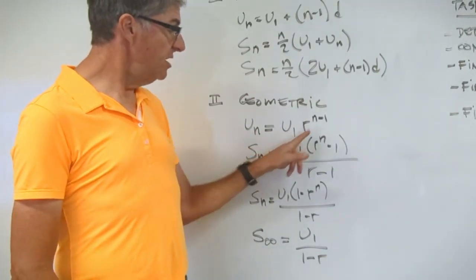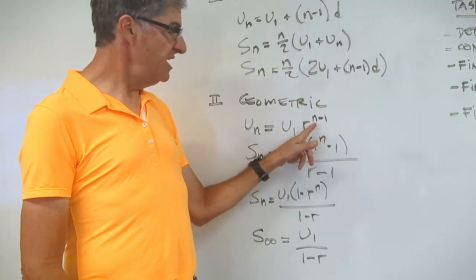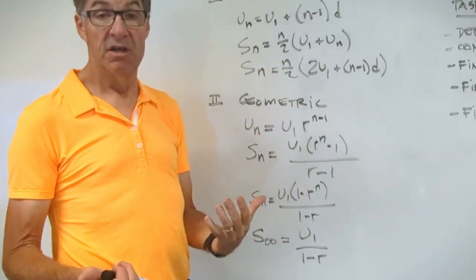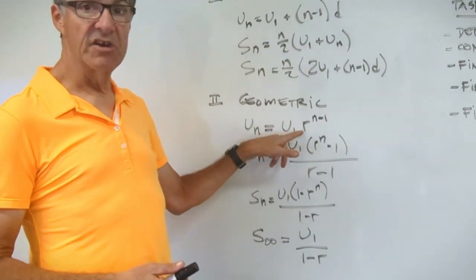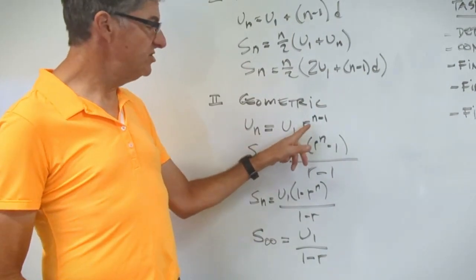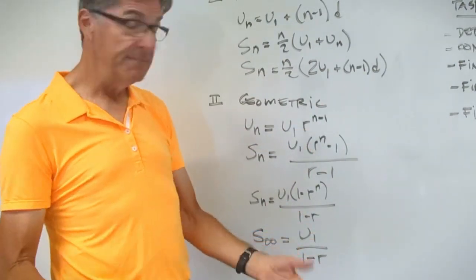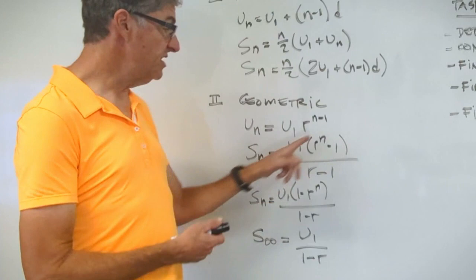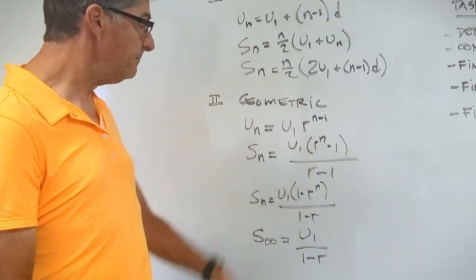It's just the first term times that common ratio to the n minus 1 power. So remember, we're multiplying by our successive times, so that's just R times R times R, n times, or R to the n, or R to the n minus 1 in our formula.